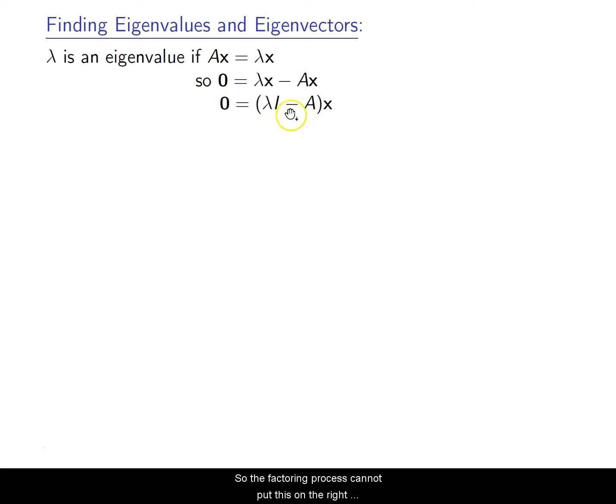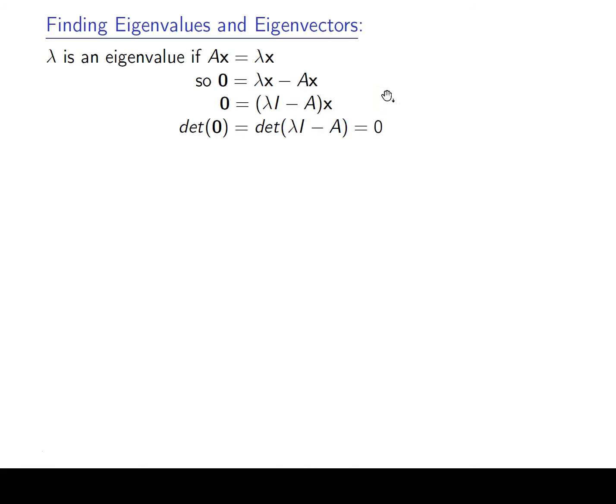We cannot put this on the right because this is on the right side of each thing. It is not on the left side. x is not on the left side of each of these. So I could not factor this to the left. It would have to be to the right because everything else is on the right.